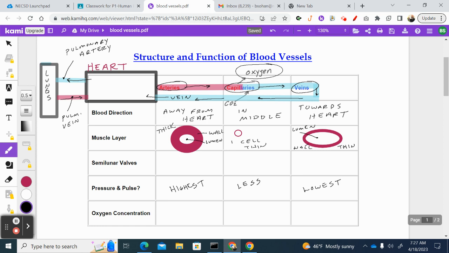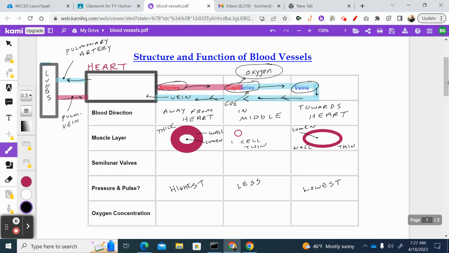Because there's so little pressure in veins, they are equipped with little valves. So when blood flows through these valves, it can't flow backwards. We don't need valves in arteries because the pump is strong enough, the blood is never going to come backwards. But after the blood flows through these capillary beds, it loses a lot of pressure behind it.